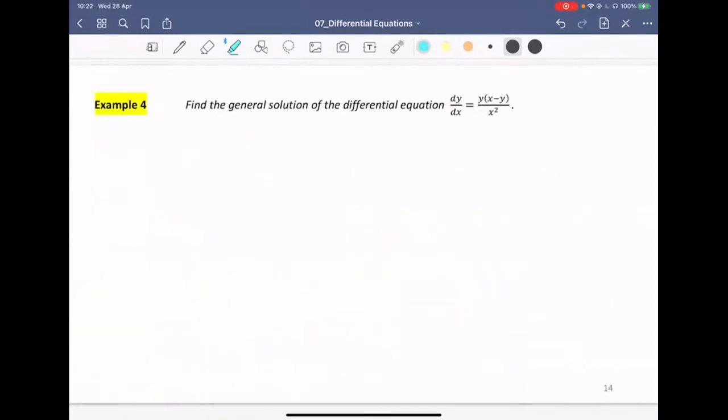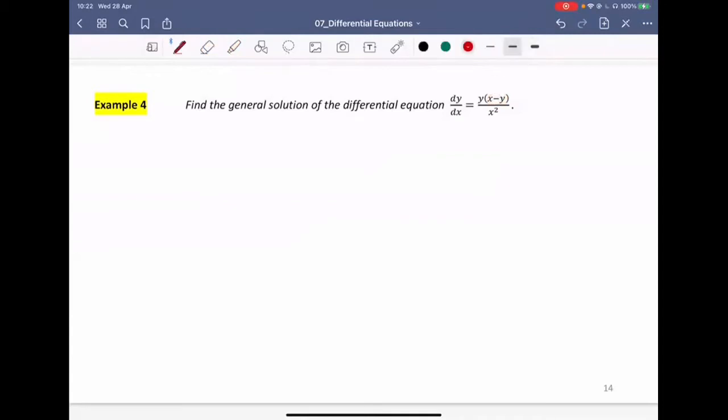All right, I want you to find the general solution of this differential equation: dy by dx equal to y times x minus y over x squared. First of all, you can see that this is not a separable equation, because on the right hand side you have x minus y. You cannot separate x and y into a product, because you have x minus y. So this is not a separable equation, and the easiest technique is out.